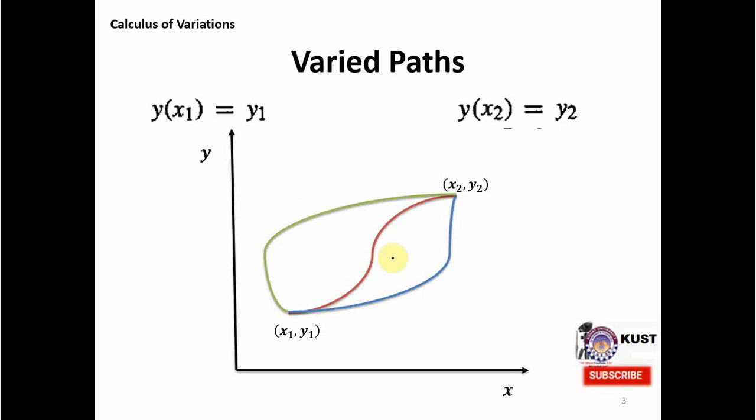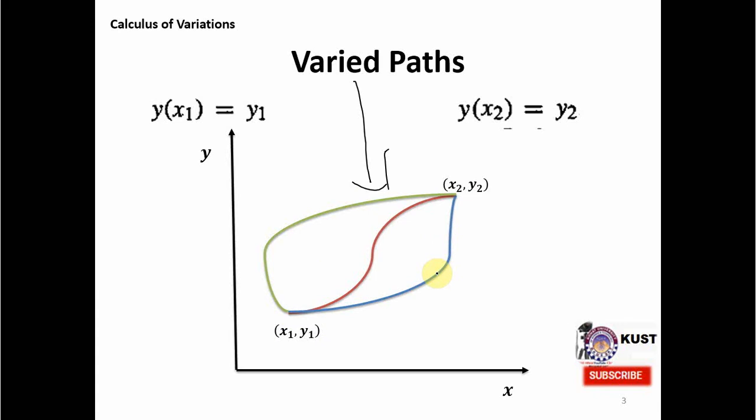and there could be another path, and there could be an infinite number of paths. The only condition on these varied paths is that they are all possible paths, but none of them is actually the actual path. We will know how to construct the actual path from the calculus of variations, but at the moment, just to give an idea, we can have an infinite number of paths which pass through these two points. The only condition on these varied paths is that the starting point and end point are the same for all paths.